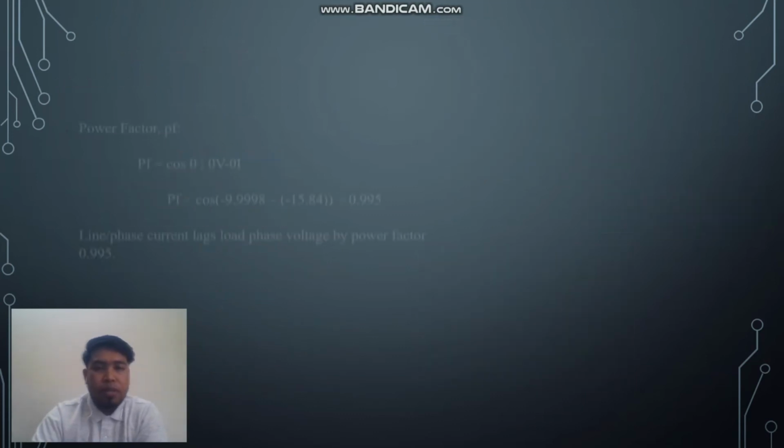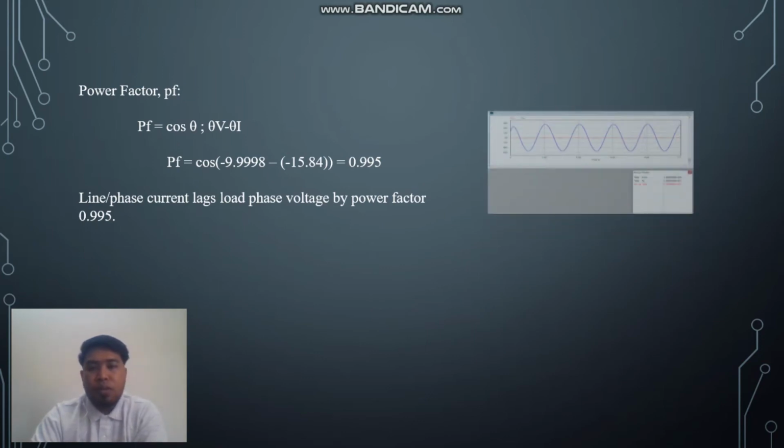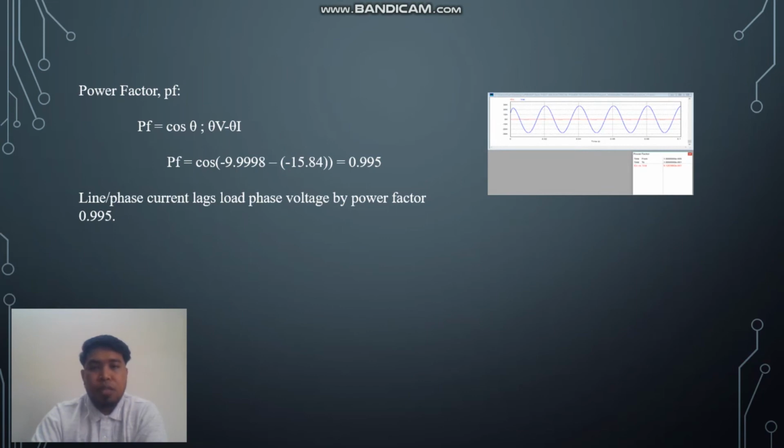Next we go to the power factor. This is the formula that I applied to get the power factor. This is the PSIM simulation for the power factor, and from the PSIM simulation I get the power factor of 0.913, and from the calculation I get the power factor of 0.995. It has a big difference.